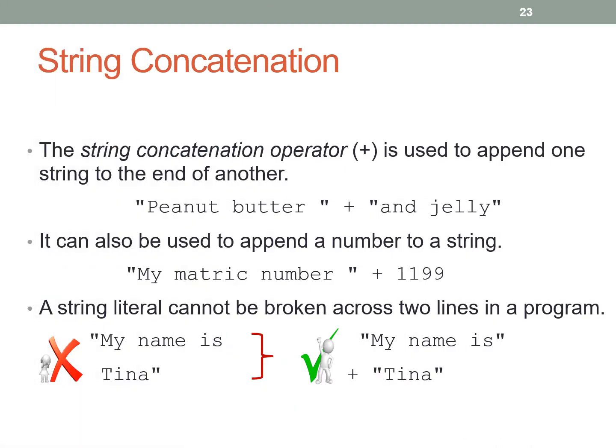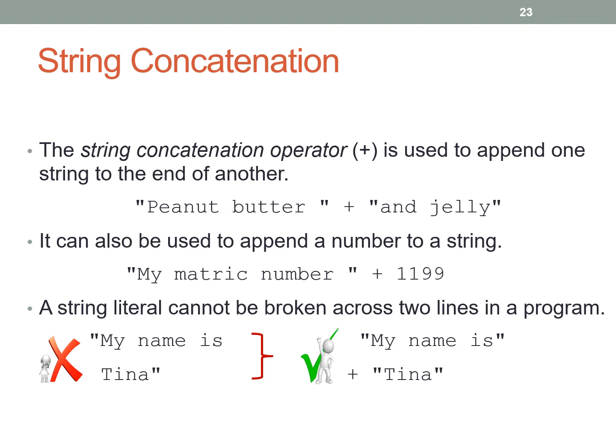String concatenation operation, or the plus sign, is used to append one string to the end of another. For example, "peanut butter " plus "and jelly" will be combined to become "peanut butter and jelly". It can also be used to append a number to a string. For example, "my metric number " plus 1199.